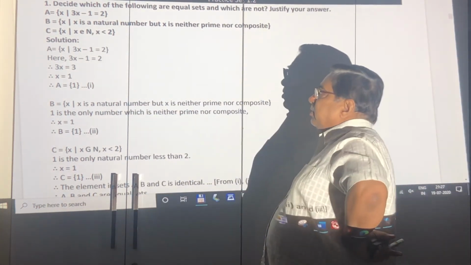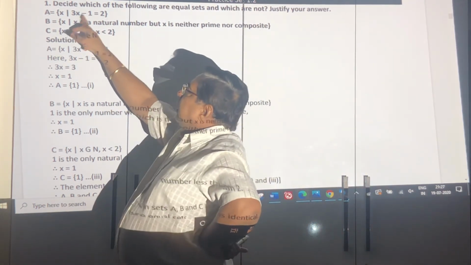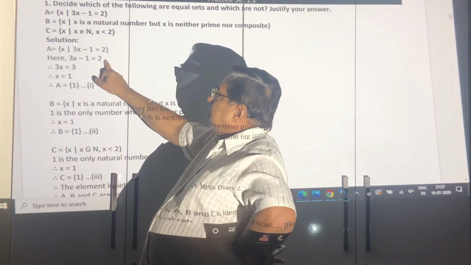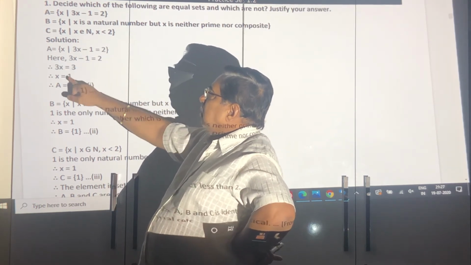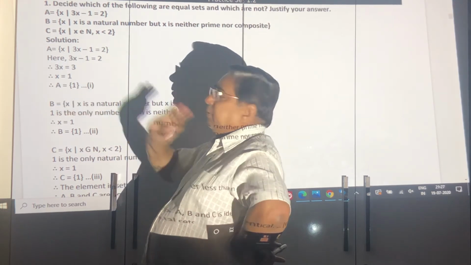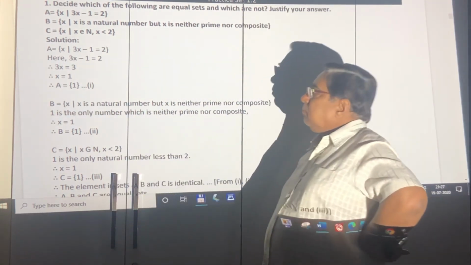Decide which are equal sets. A: 3x minus 1 is equal to 2. So, I will bring 1 to the other side. So, 3x is equal to 3. 3 and 3 I divide, x is equal to 1. So, A contains only 1. Singleton set.